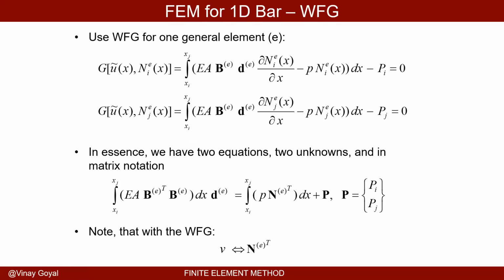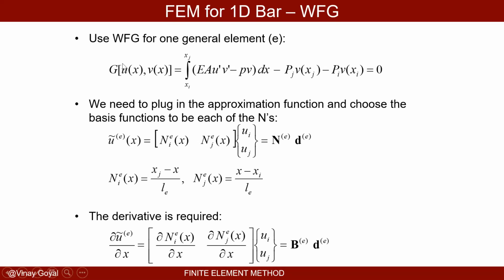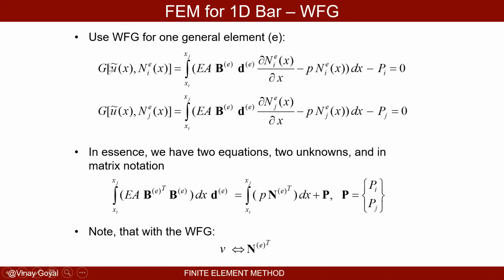So for equation number one, how many unknowns do I have? I have two unknowns, which are the nodal values ui and uj. So I should write two equations. The first equation has v selected as the first basis function, which is ni, and v selected as nj for the second equation. So I did that here. You can see that there. First equation, ni. Second equation, nj for v.